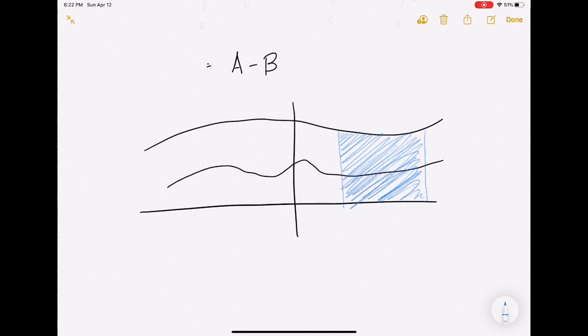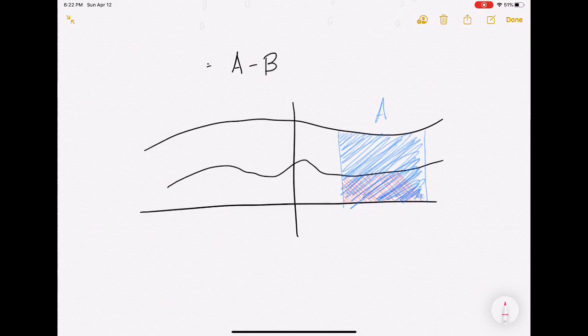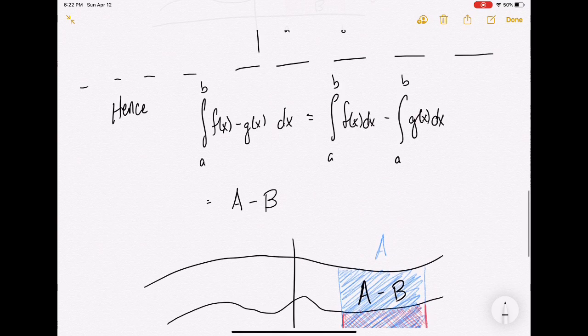So this whole piece is A. And then B was this piece down here. And so this is just like I've taken some scissors and I have area A and area B, and all of a sudden if I take area A and take some scissors and subtract, I literally am cutting out the area of B, I end up with the area of A minus B, and that's exactly equivalent to the integral of f of x minus g of x.